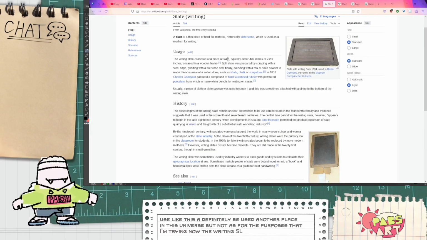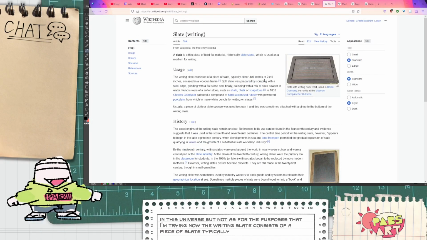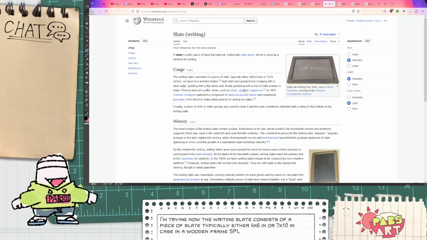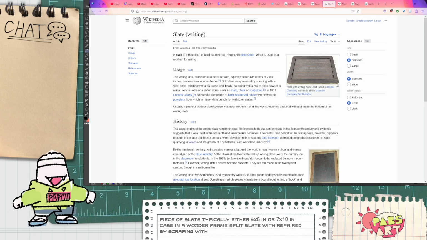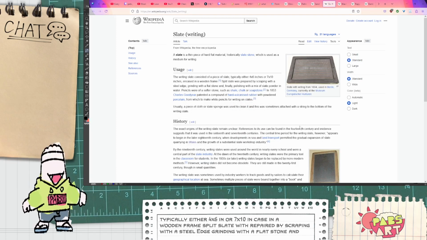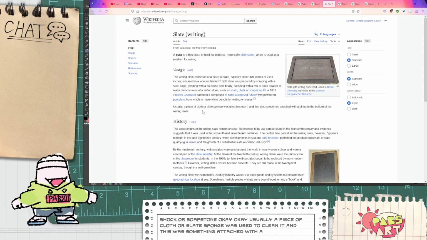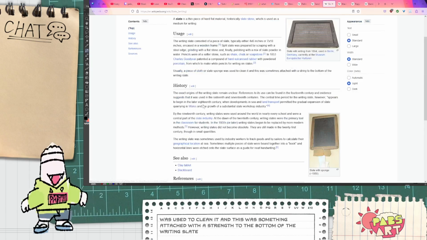The writing slate consists of a piece of slate, typically either 4 by 6 inches or 7 by 10, encased in a wooden frame. Split slate was prepared by scraping with a steel edge, grinding with a flat stone, and, finally, polishing with a mix of slate powder and water. Pencils were of a softer stone, such as shale, chalk, or soapstone. Okay. Usually a piece of cloth or slate sponge was used to clean it, and this was sometimes attached with a string to the bottom of the writing slate. Okay.